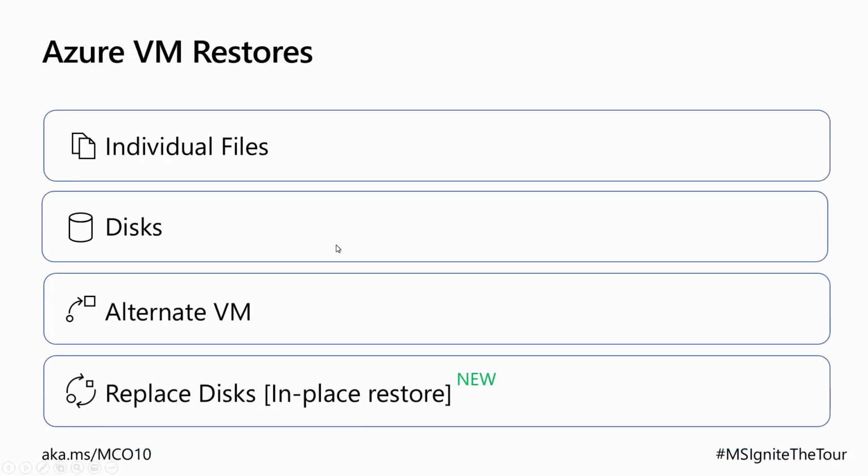So we have a virtual machine that's backed up. We can recover individual files, the complete disk, restore to a separate VM, or do an in-place restore that overrides an existing VM. So these are all the choices once you have backed up the virtual machines.